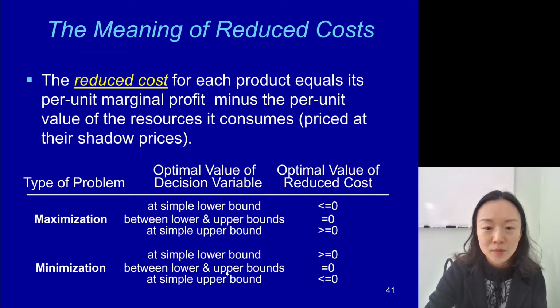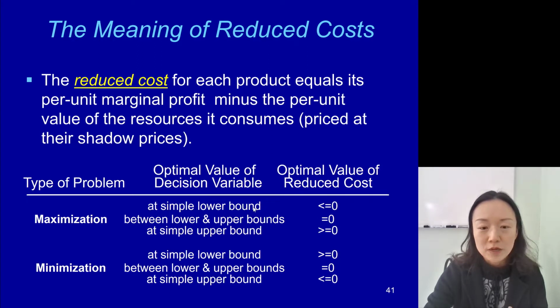And in this table, it lists some of the situations. For example, when a problem is maximization, and when we see in the optimal solution, a decision variable is at its simple lower bound, meaning that if we say this decision variable needs to be greater or equal to a certain value, and when the problem is solved, this decision variable equals that value, then we know the reduced cost of that decision variable should be less than or equal to 0.